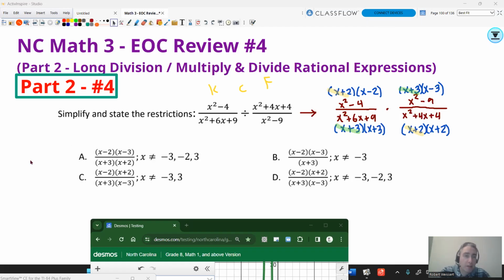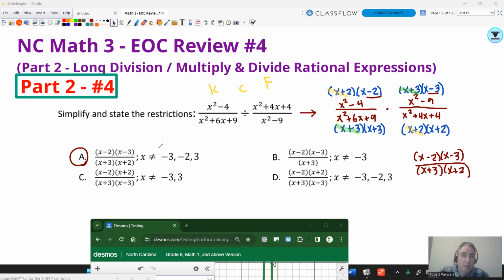So your final answer is just going to have what's remaining. I'm going to write my numerator, x minus 2, x minus 3. That's what's left on the top. And then on the denominator, I have x plus 3 and x plus 2. And so remember, that was the same thing as what we got here.